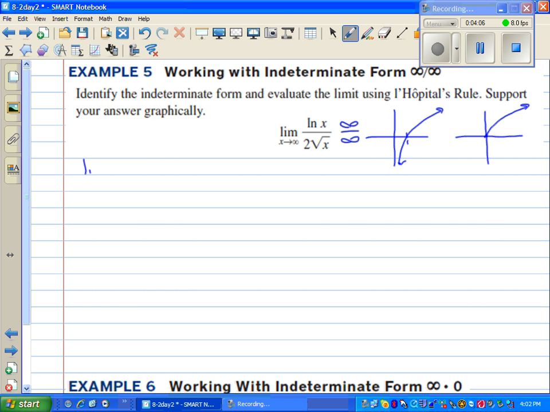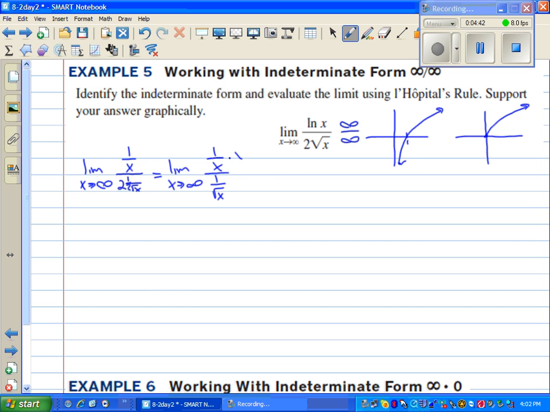So we're going to use L'Hopital's rule to try to find the limit of the function altogether. Derivative of natural log of x is 1 over x, and the derivative of 2 square root of x is 2 times 1/2 square root of x, and square root of x now is on the bottom, so the 2 and the 1/2 cancel each other out. So we have limit as x approaches infinity of 1 over x over 1 over the square root of x.